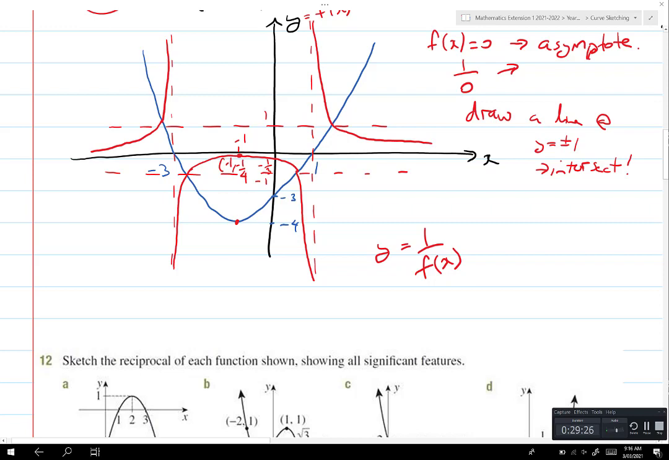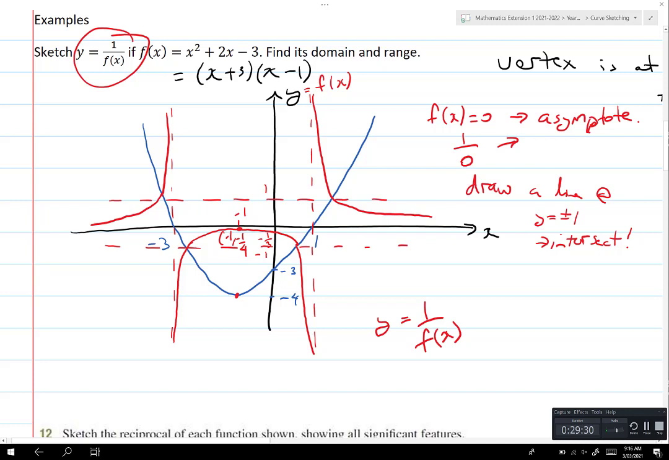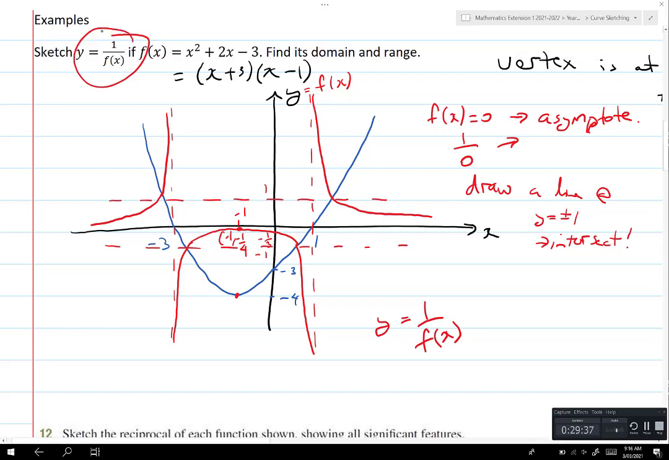Is that the domain? So what's the domain and what's the range? Negative infinity to -3, open bracket. Yeah. And then -3 and 1. So the domain is negative infinity to -3 union -3 to 3 union. Isn't it -3 to 1? Oh, thank you. Yeah.